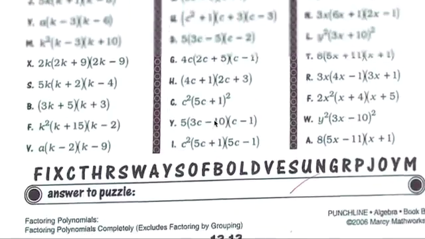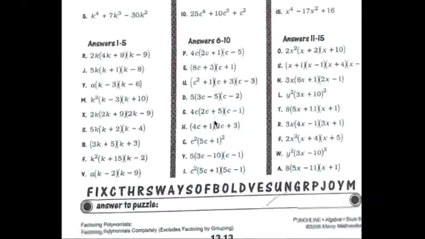So what you're doing here on number 15 is, you get x to the fourth minus 17x squared plus 16. Notice this is a perfect square and this is a perfect square. But 4 and 4 doesn't make 16, so that won't work. So perfect squares don't work for this one.